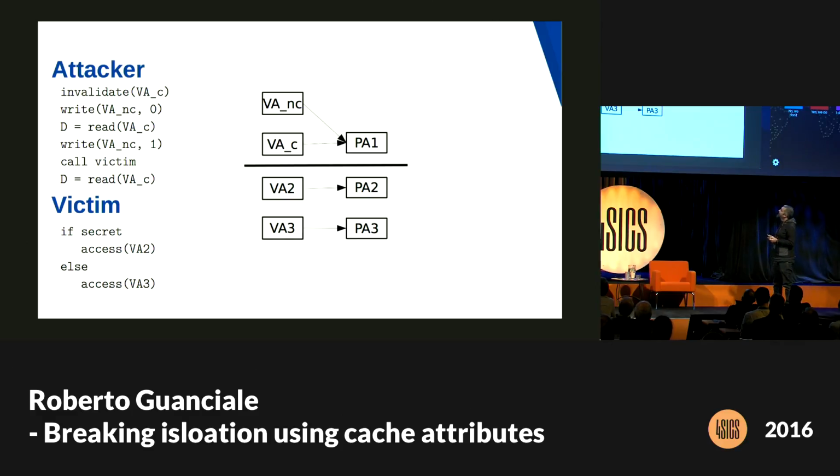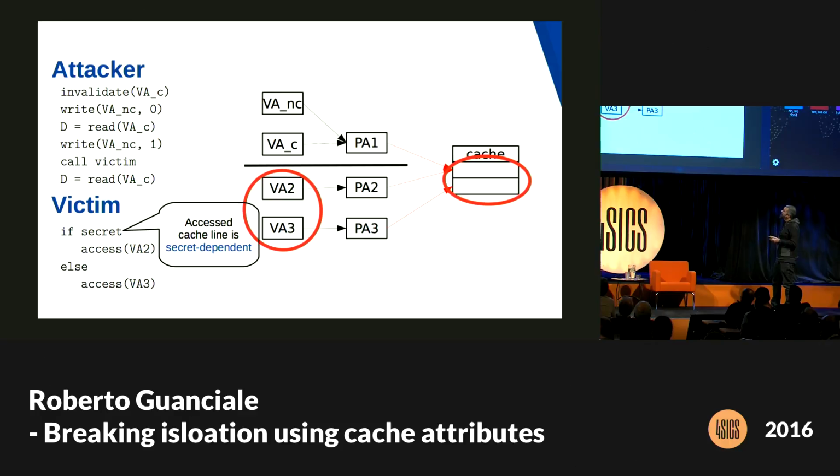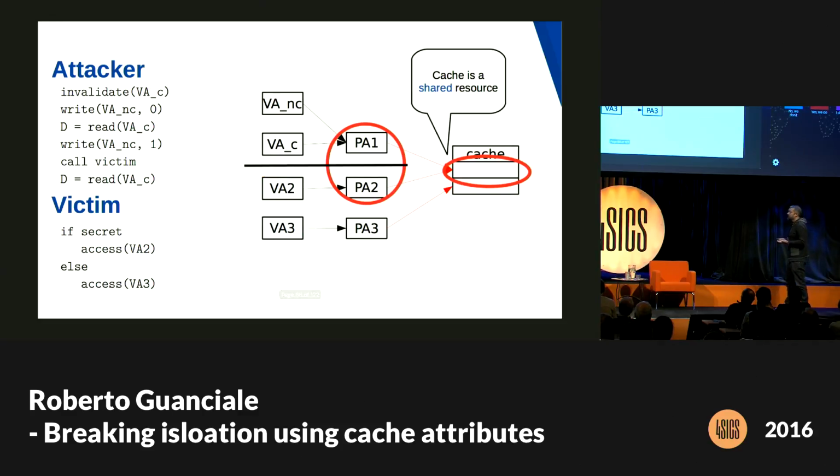So that's the example. We have, again, an attacker and a victim, and we have a cache. And now the victim accesses 2 different cache lines. It can access the first cache line if this secret is 1, or it can access the second cache line if this secret is 0. So according to the secret, the victim can access one of the 2 cache lines. And actually, the cache is a shared resource. Both the attacker and the victim use the cache. They cannot directly communicate, but they can affect the same cache line.